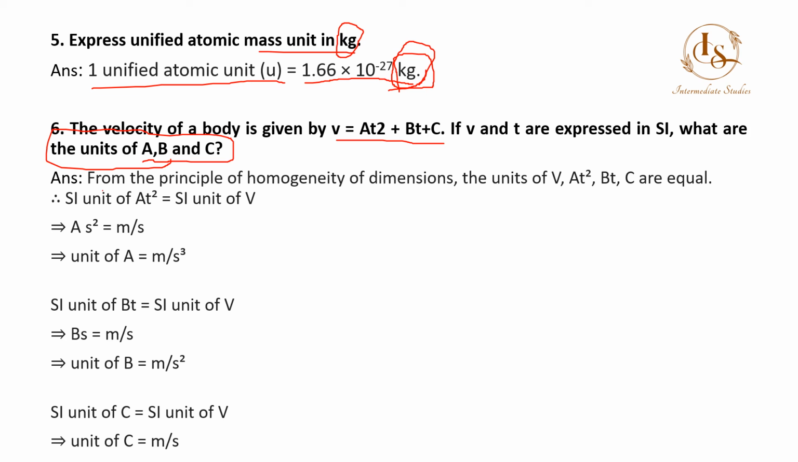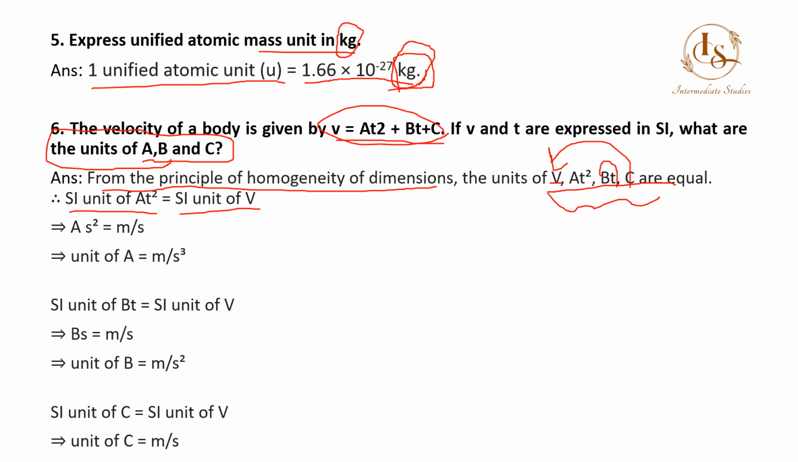And see, from the principle of homogeneity of dimensions, the units of V, AT square, BT, and C are equal. So from the principle of homogeneity of dimensions, whatever variables we have in that expression are equal. So the SI unit of AT square is equal to the SI unit of V, the SI unit of BT is equal to the SI unit of V, and the SI unit of C is equal to the SI unit of V. So we can equate any of the variables like this.